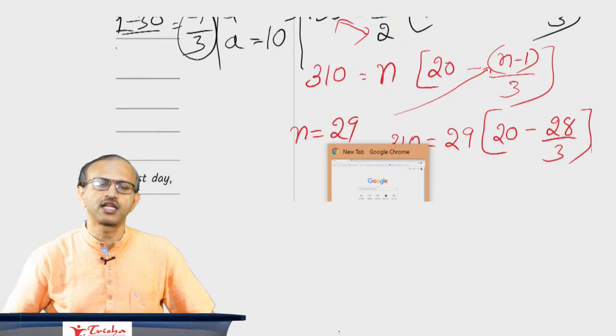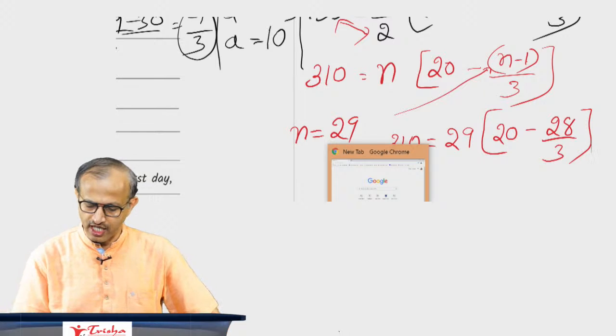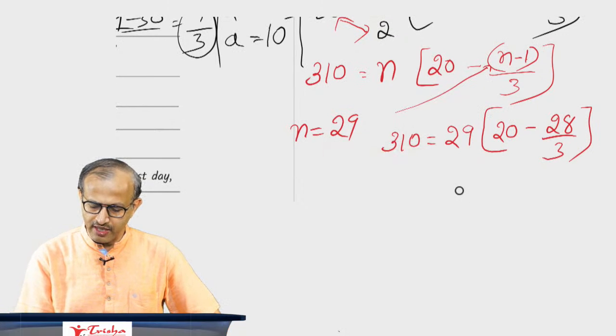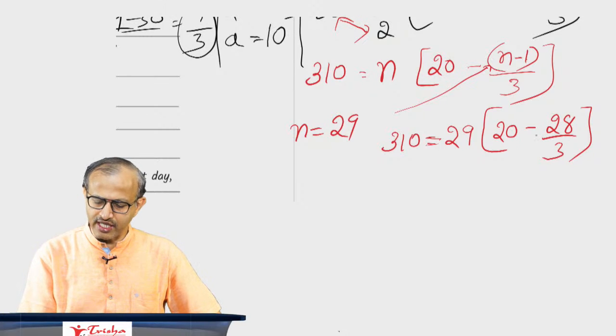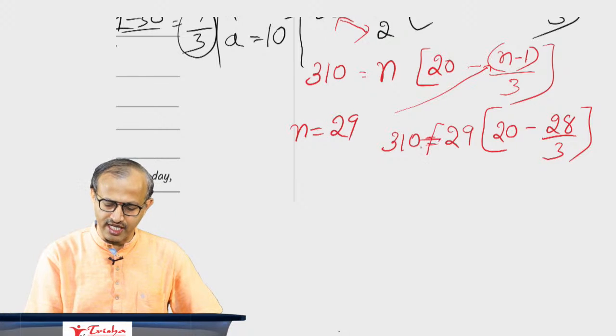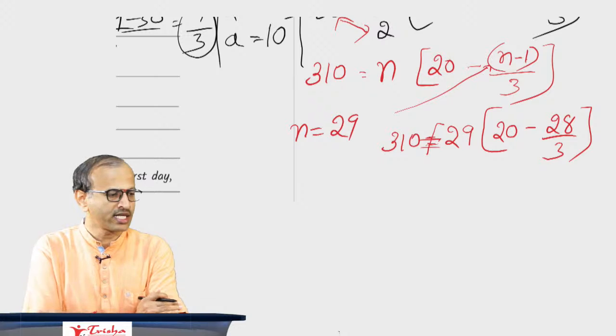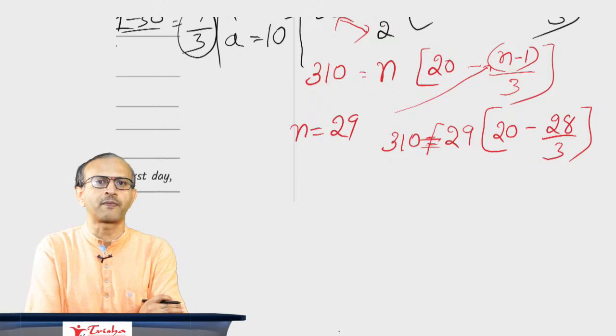28 by 3, 3 9s are 27, is it 9.3333? Okay, 20 minus that, and multiply. Check whether you will get 310. 20 minus that value into 29, tell me whether you will get 310. All of you tell me what is that last answer you get. 29, 20 minus 28, you get around 309.33.